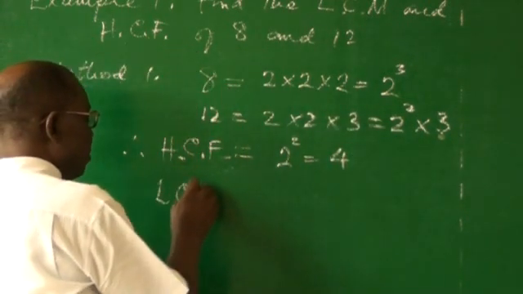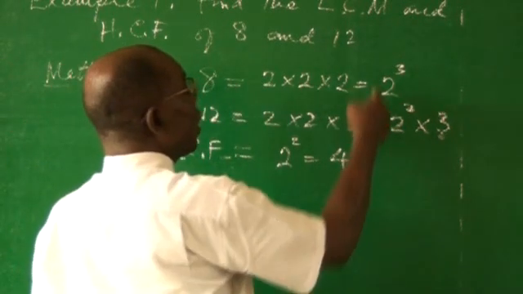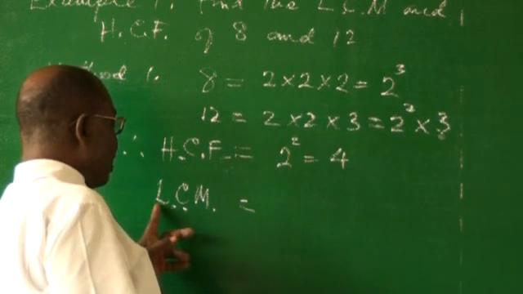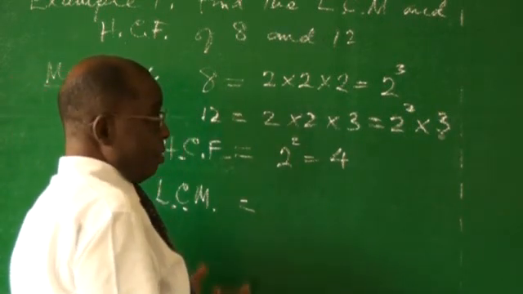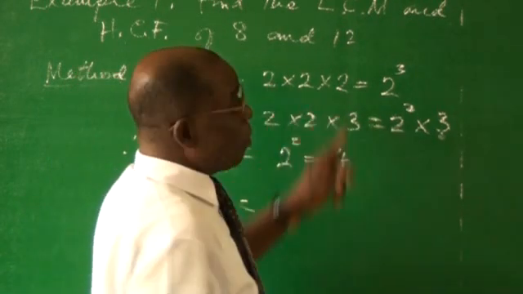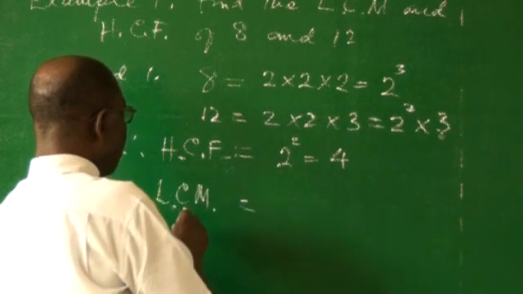The LCM is equal to, we come to the 2's. Notice LCM simply means least common multiple. Surprisingly, these are not multiples, these are factors. So that's one area of discrepancy.